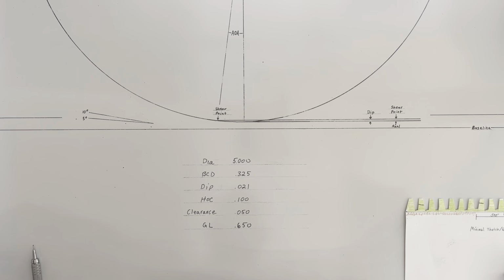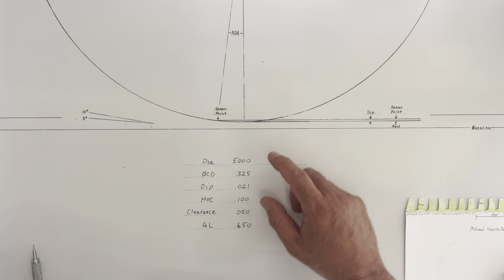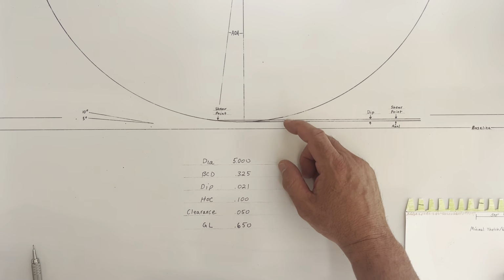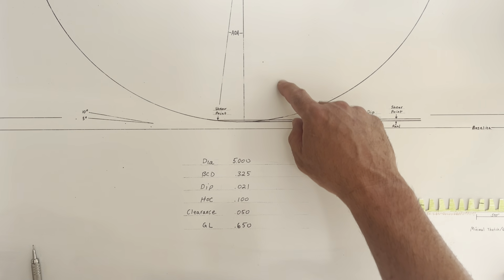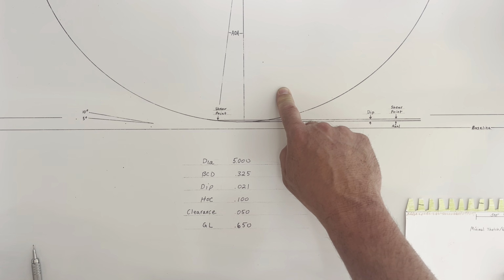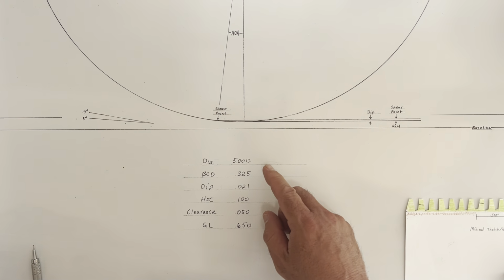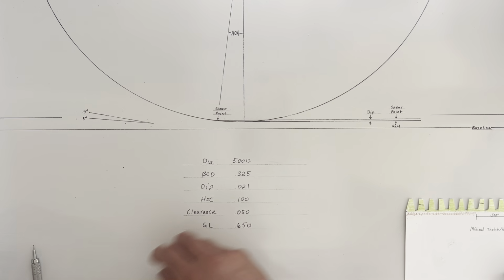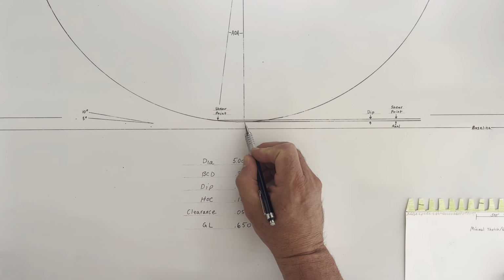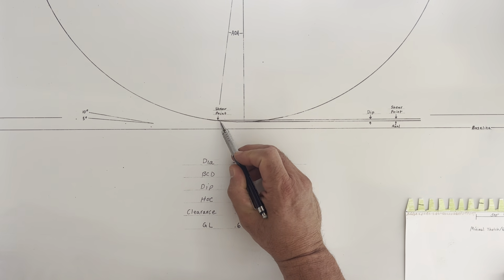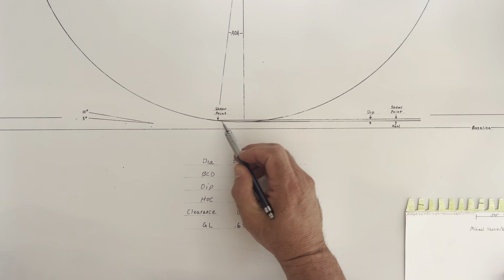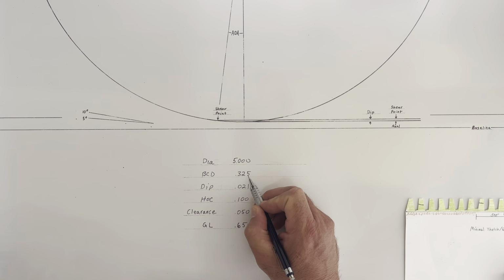I've got a scale model of a 5-inch greens mower here. This is a 4x scale, so the diameter of this reel is 5 inches. The behind center distance, that's from the center line to the shear point of the bed knife, is 325.